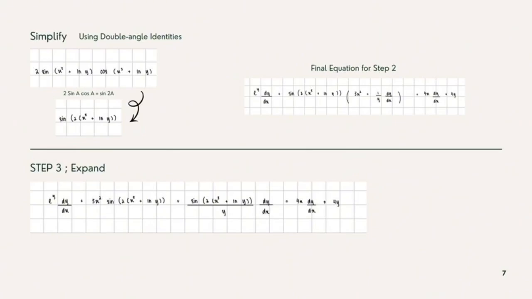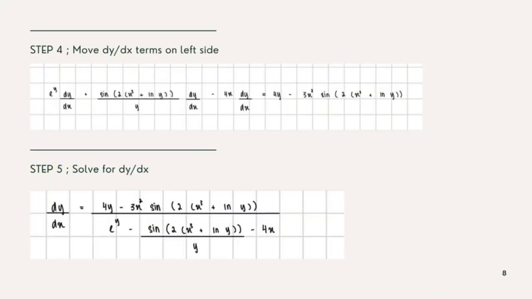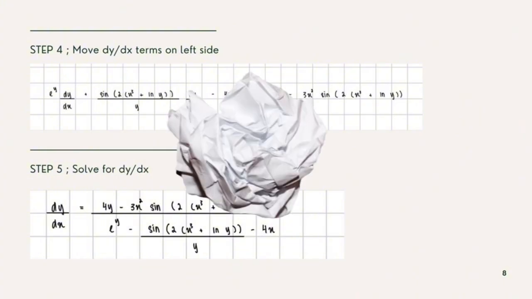For step 3, we need to expand the terms. For step 4, we need to move the dy over dx terms to one side, which I put on the left side. And step 5, we can solve for dy over dx. So the final answer is dy over dx equals 4y minus 3x squared sine in bracket 2 in bracket x cubed plus ln y close bracket, over e to the power of y minus sine in bracket 2 in bracket x cubed plus ln y close bracket over y, minus 4x, and that is our final answer.